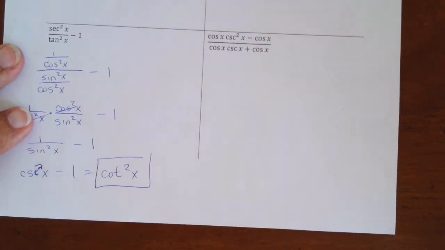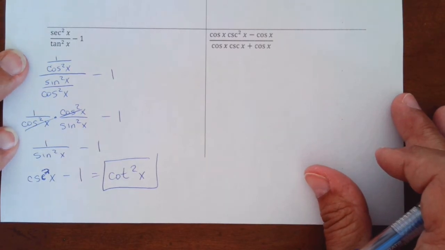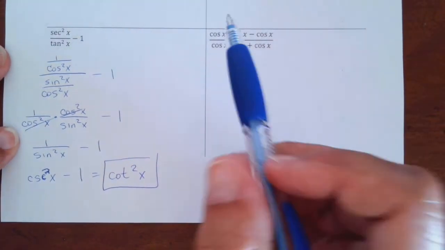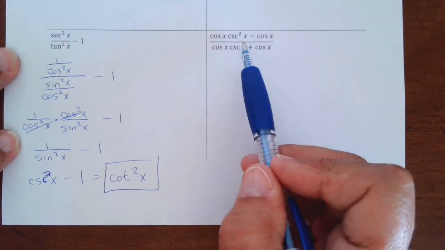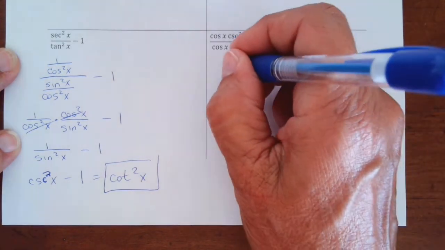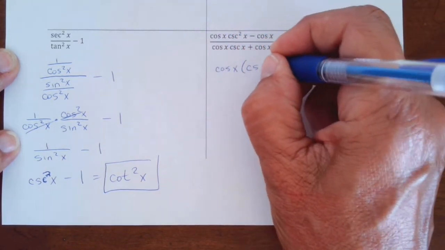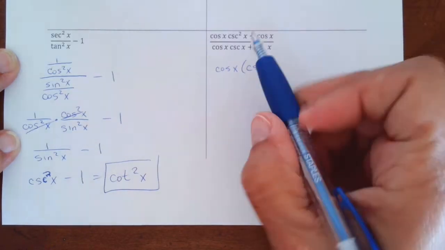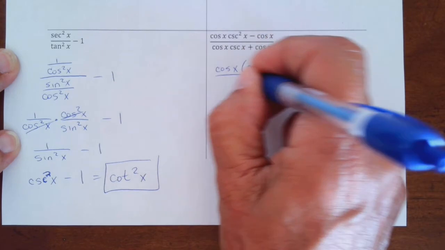Okay. All right. Last one of these, and then we're going to start verifying. So this one involves a little bit of factoring. Okay, because I see each term in the top has a cosine in it. Each term in the bottom has a cosine in it. So I'm going to start by factoring out a cosine of x. So that's going to leave me cosecant squared x in the first term, and if I factor out the cosine of the second term, that leaves me 1.